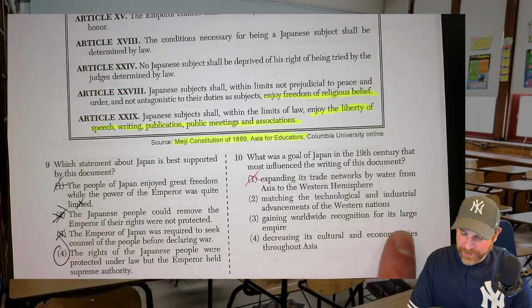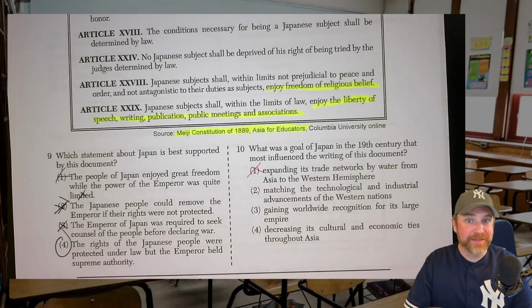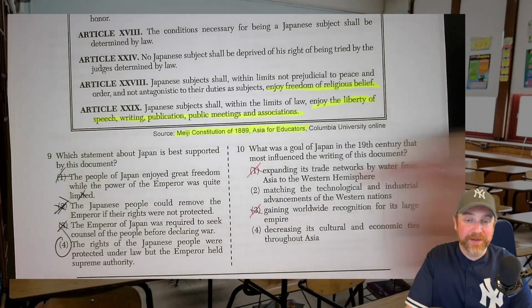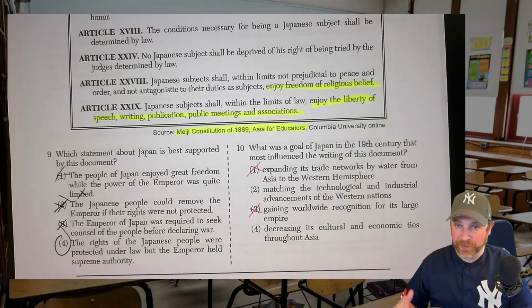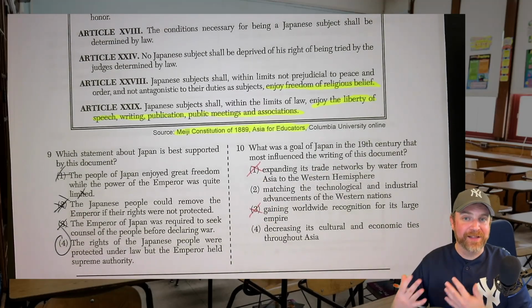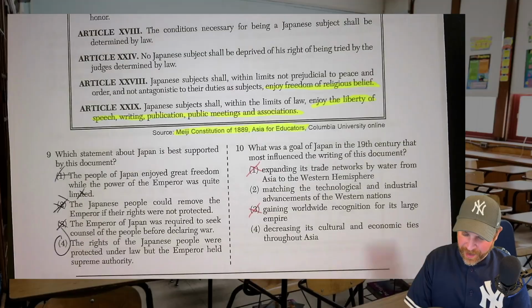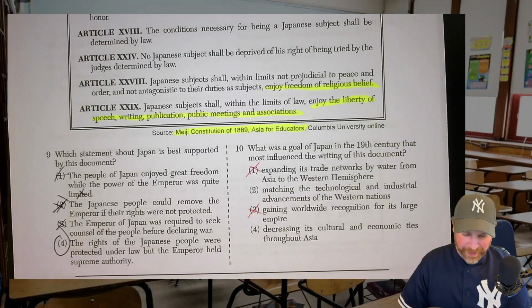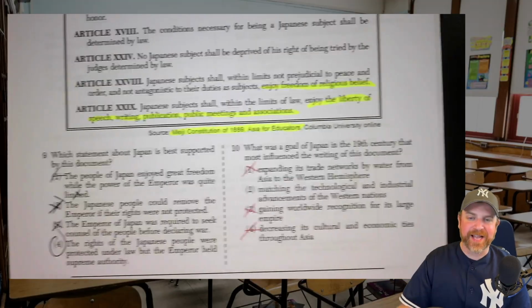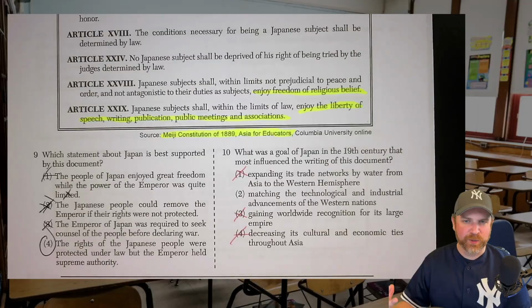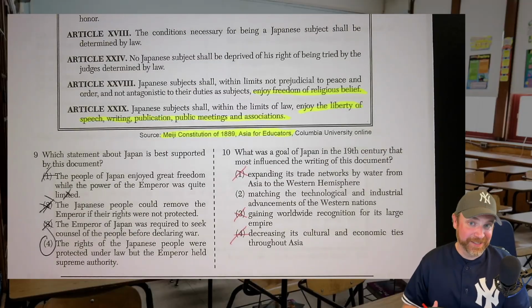Gaining worldwide recognition for its large empire. It didn't have a large empire yet. It would by World War II, but first you have to become modern to get the technology necessary to create the empire. So cross off choice number 3. Decreasing its cultural and economic ties throughout Asia. That's not the goal. Why would you want to decrease ties, right? You want to increase ties. You want to increase trade, ideally, right?